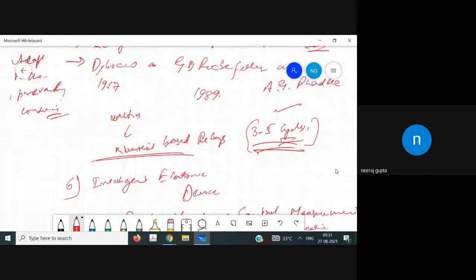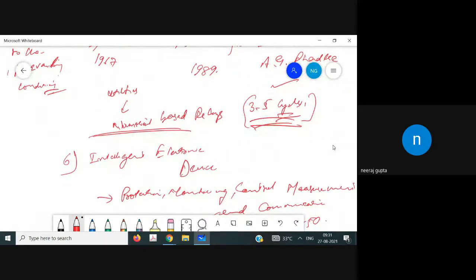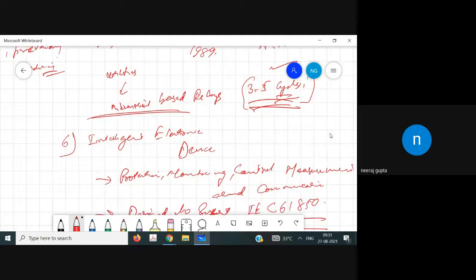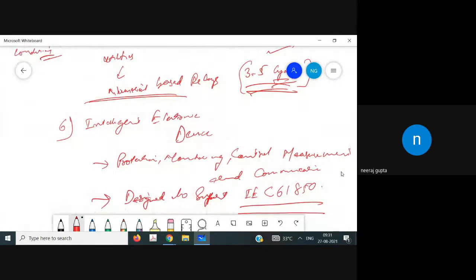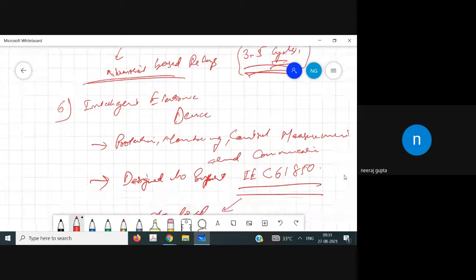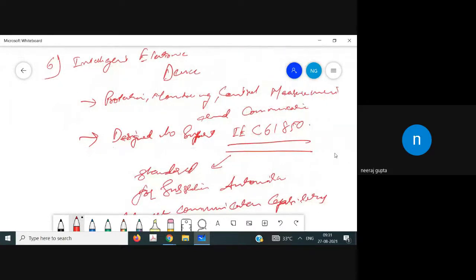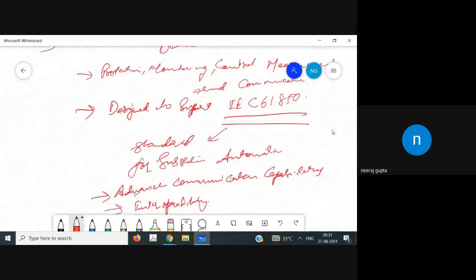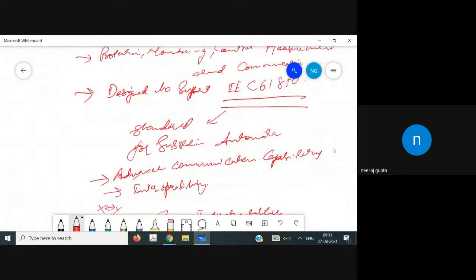Then we have the numerical based relays. Numerical based relays are generally what utilities are using. After that we have the intelligent electronic devices. They perform the functions of protection, monitoring, control, measurement, and communication. And they are also designed to support IEC 61850 for interoperability.